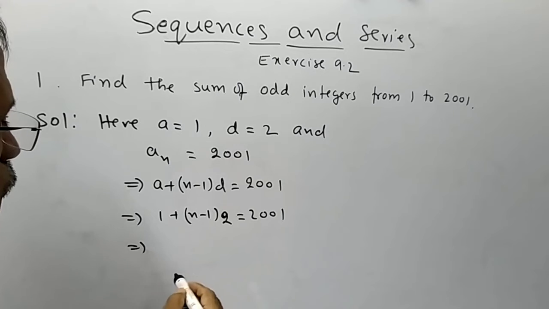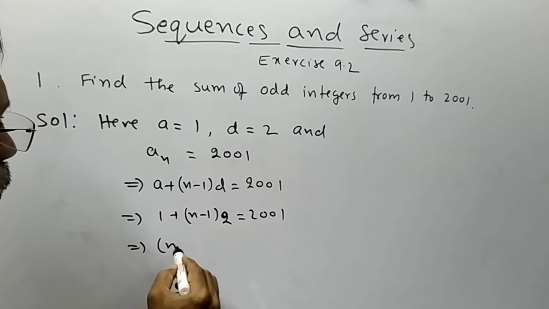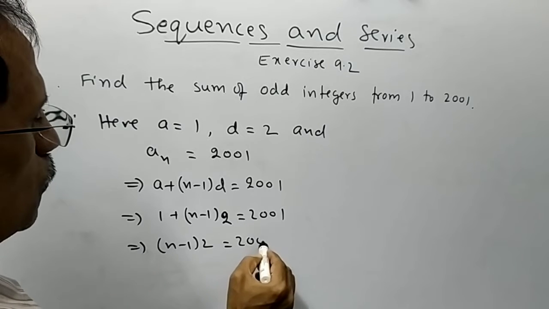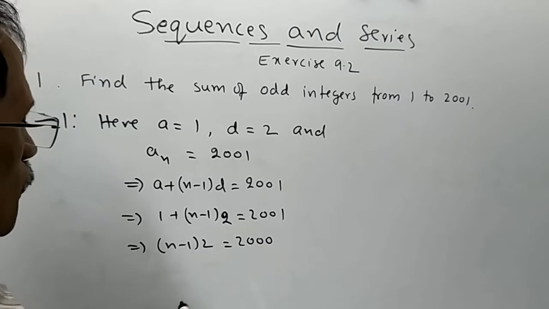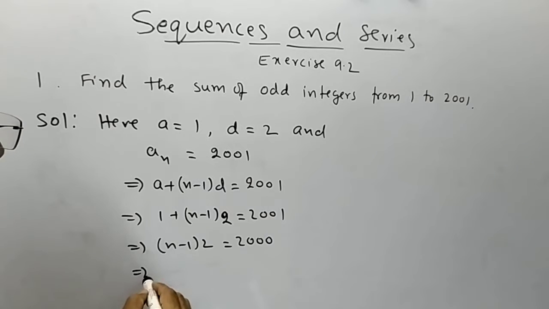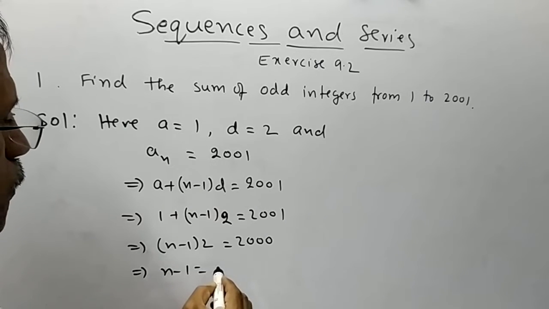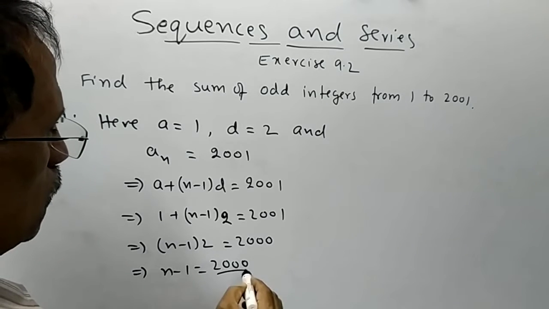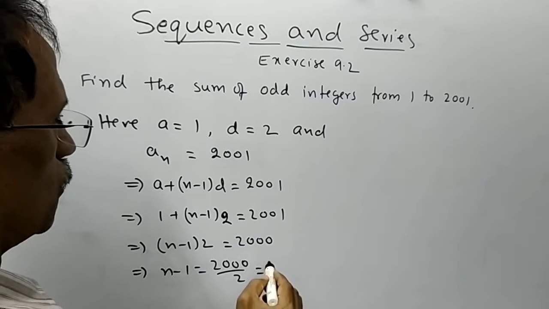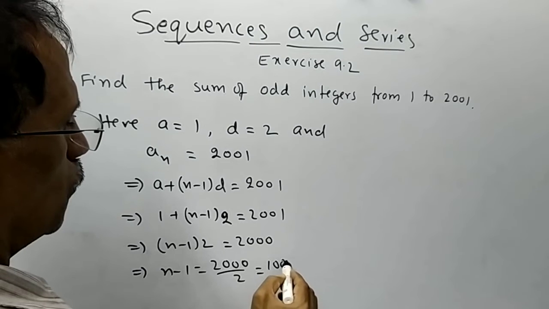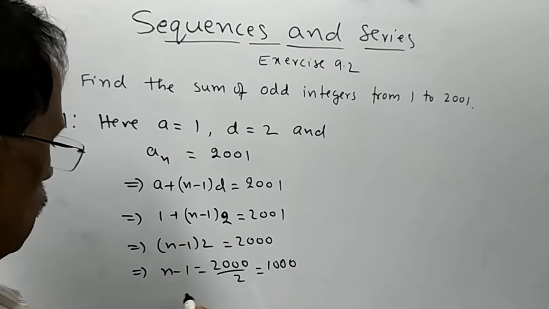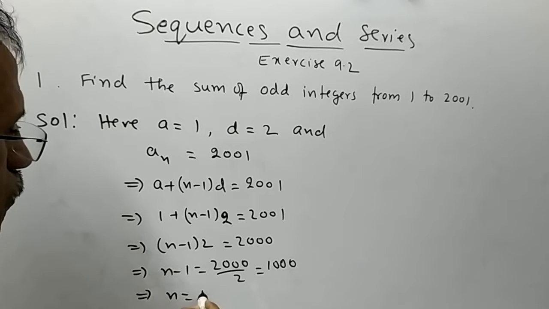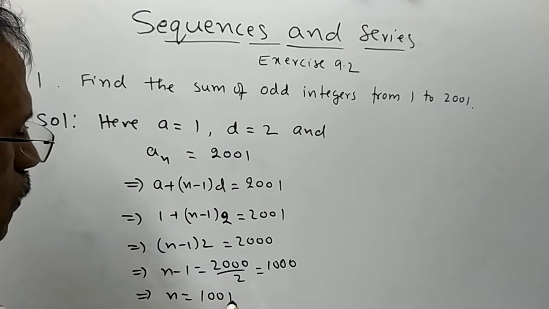Implies, this one you can shift to that side, n minus 1 into 2 is equal to 2000. Implies n minus 1 is equal to 2000 divided by 2, which is equal to 1000. Implies n is equal to 1001.